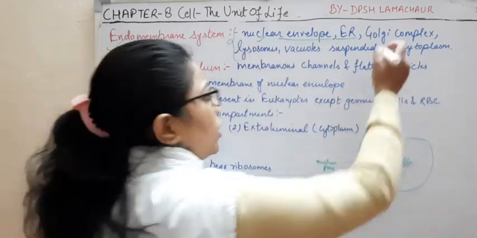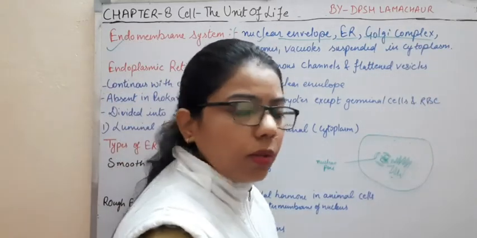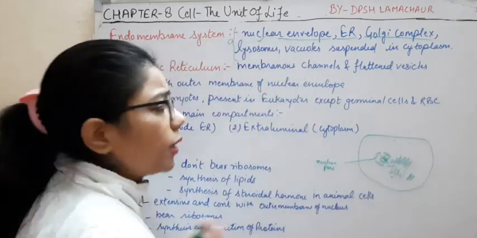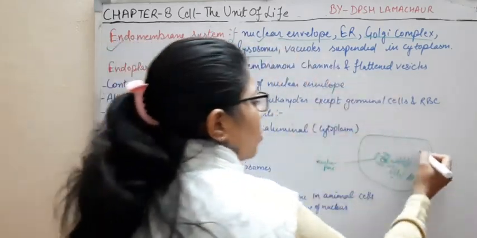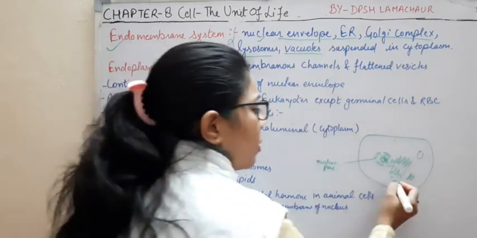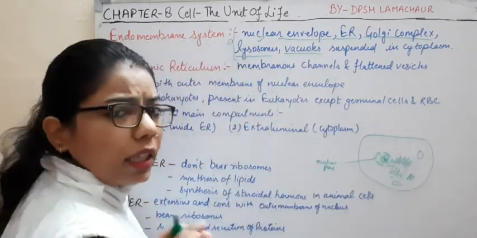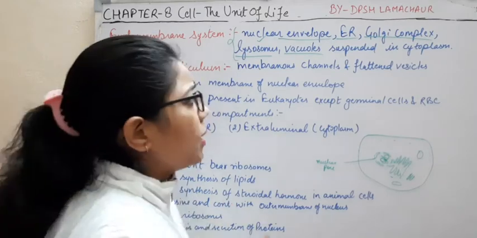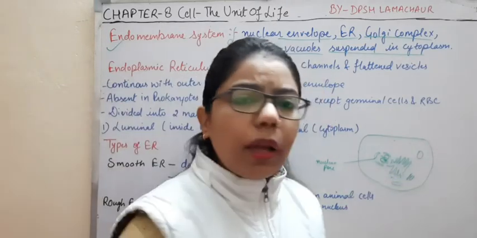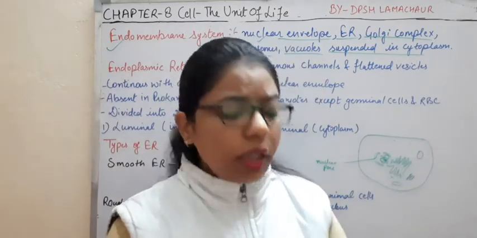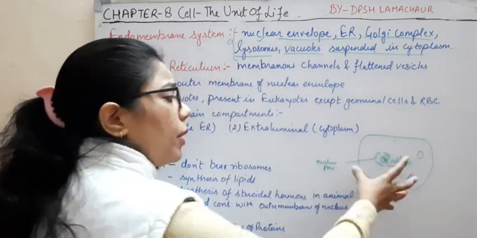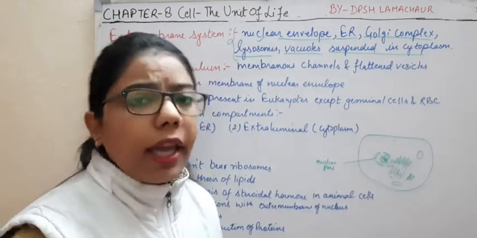After that there is the Golgi complex. The Golgi complex is also there in the cytoplasm. Then lysosomes are also present. Some vacuoles may be there, which are very few in quantity as compared to the plant cell. All these are suspended in the cytoplasm, and they are all functioning with each other. They are coordinating with each other and carrying out a particular metabolic activity.